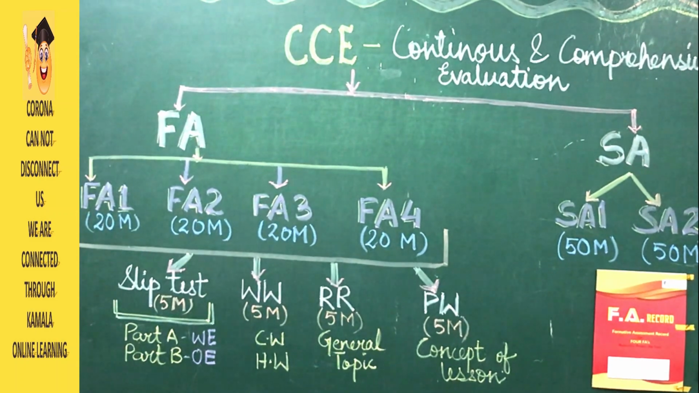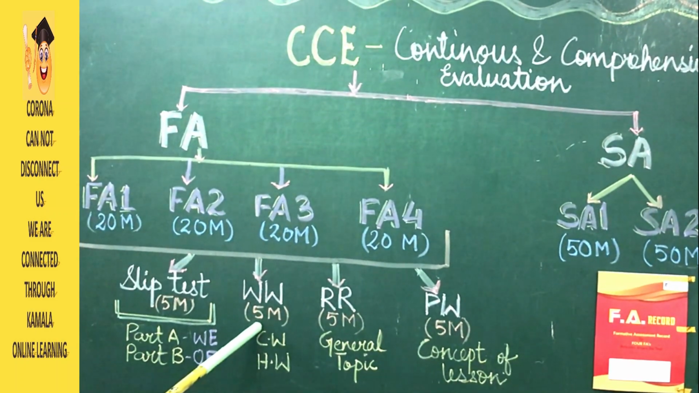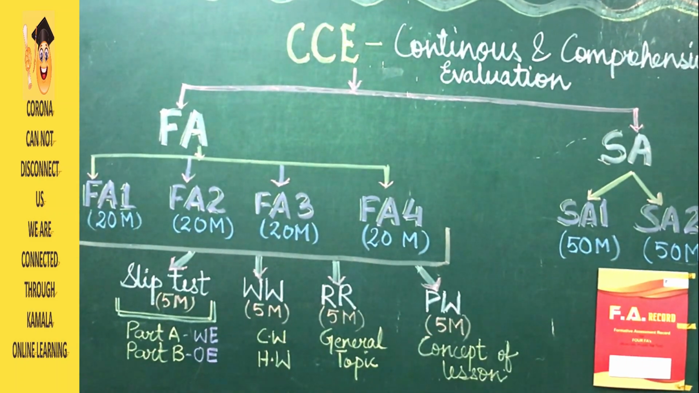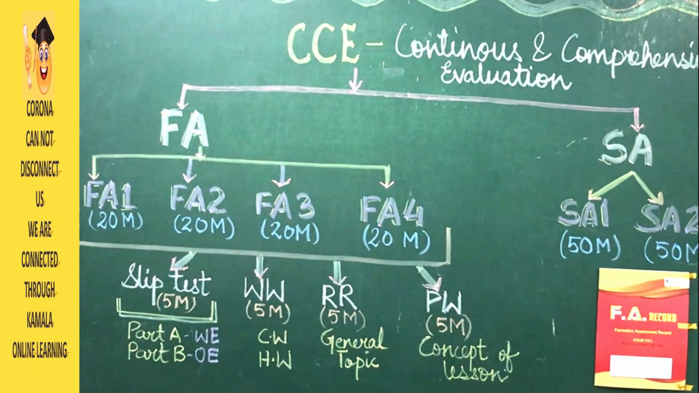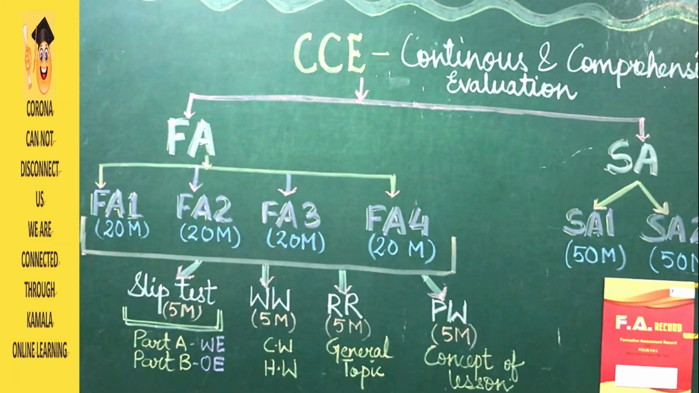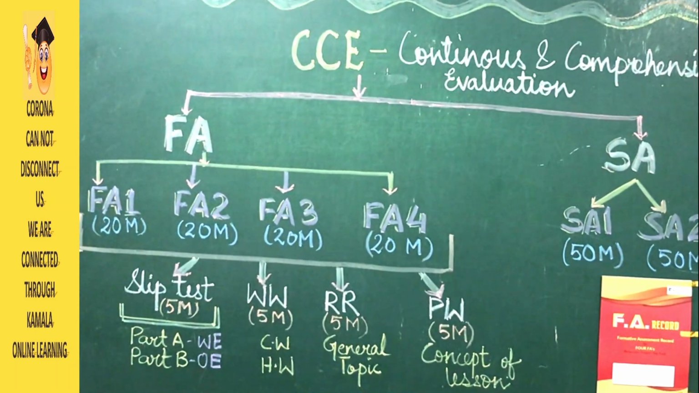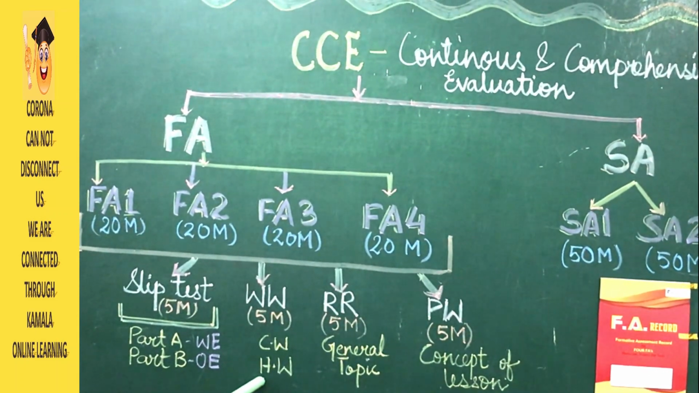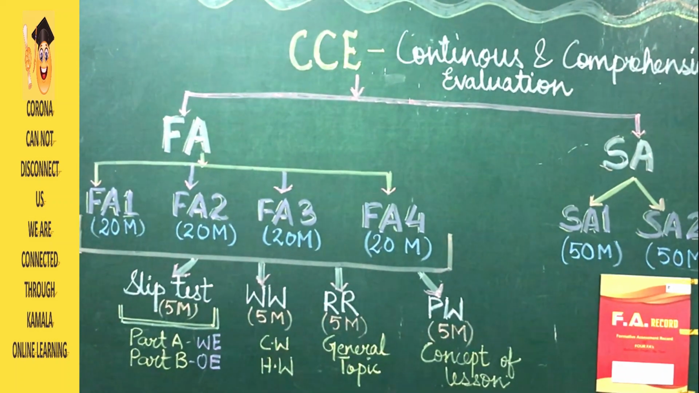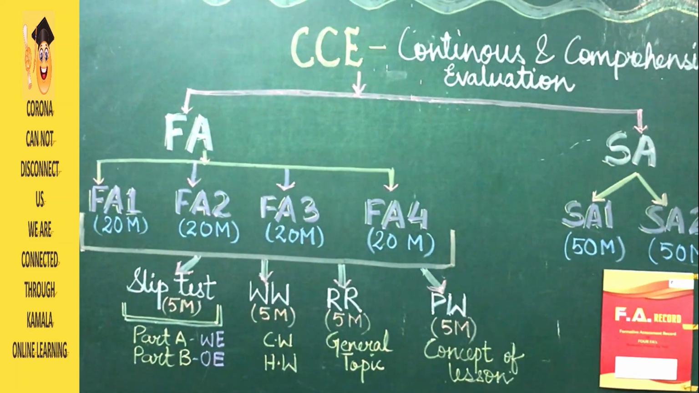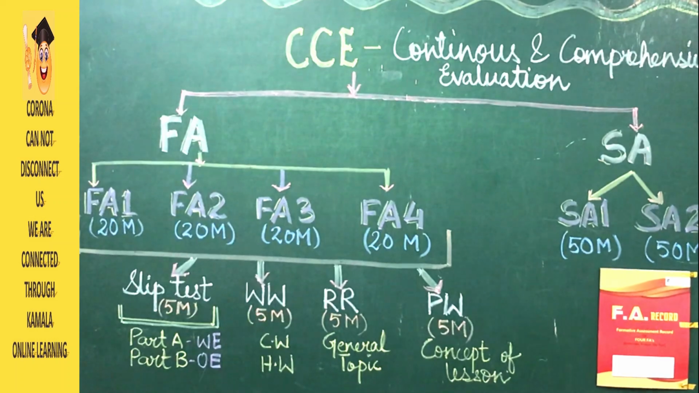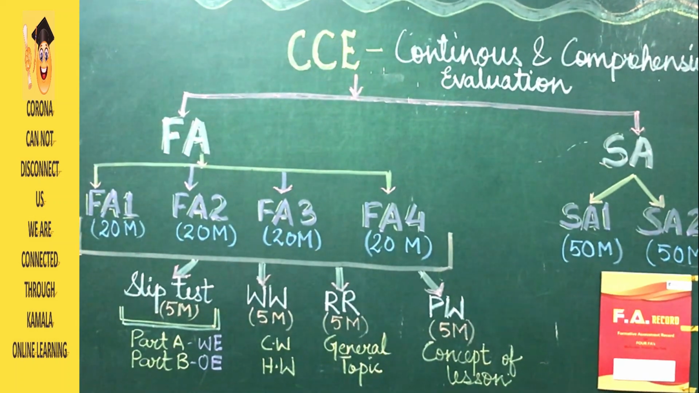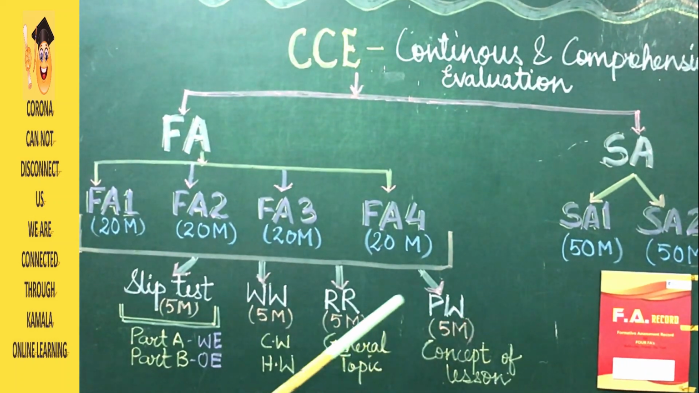Next is the written work. That is also of 5 marks. Written work is the note that you write. To score good marks in this tool is easiest among all the others. You just have to keep your notes, that is classwork and homework, up to date in neat handwriting and follow the submission date. Now let's move to read and reflect and project work.